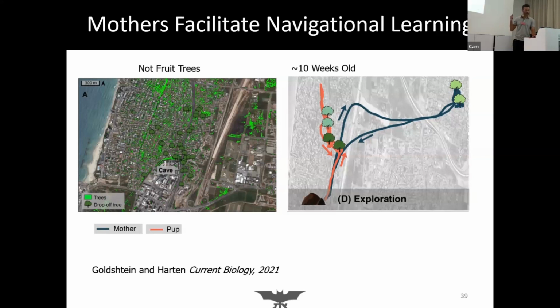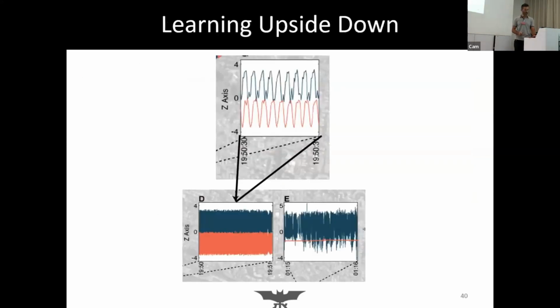How do I know that the pup is on the bat? This is where accelerometers can again become handy. You can see here the acceleration recorded on the mother and the pup. This is acceleration when the mother is flying with the pup, and you see that the pup is on it, so it's perfectly synchronized. It's in antiphase because it's upside down, right?